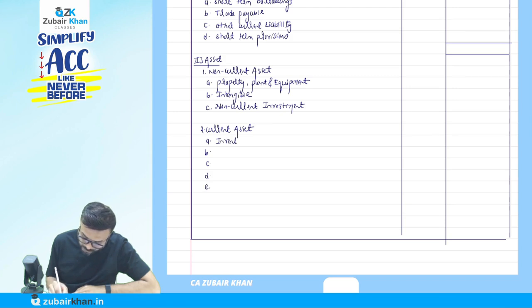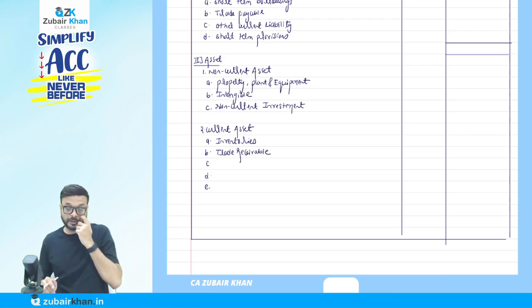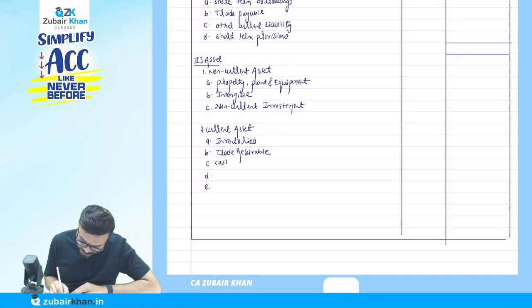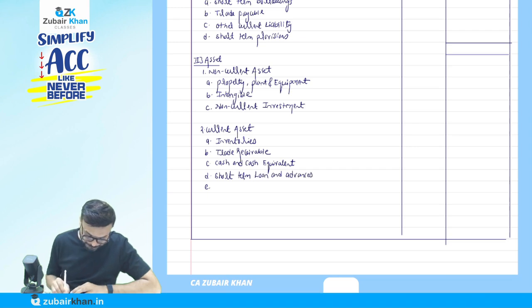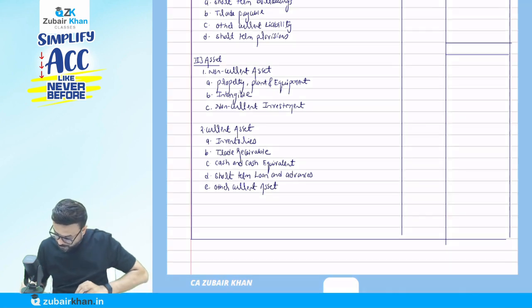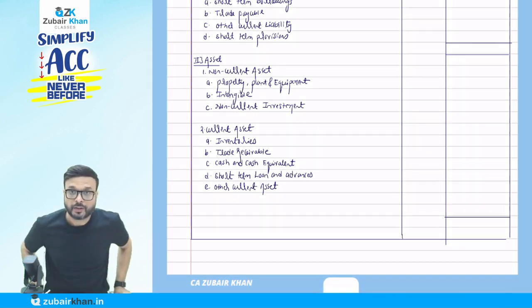Inventories. Trade receivable. Okay, inventories, trade receivable, cash and cash equivalent, then short-term loans and advances, then other current assets. Okay, done.